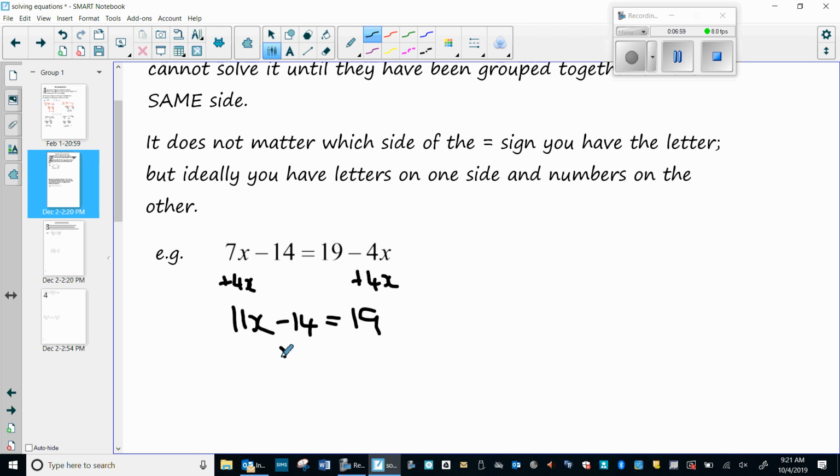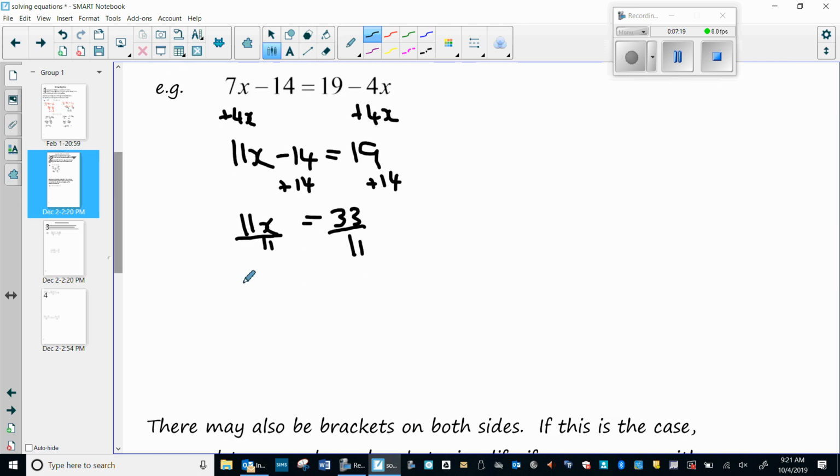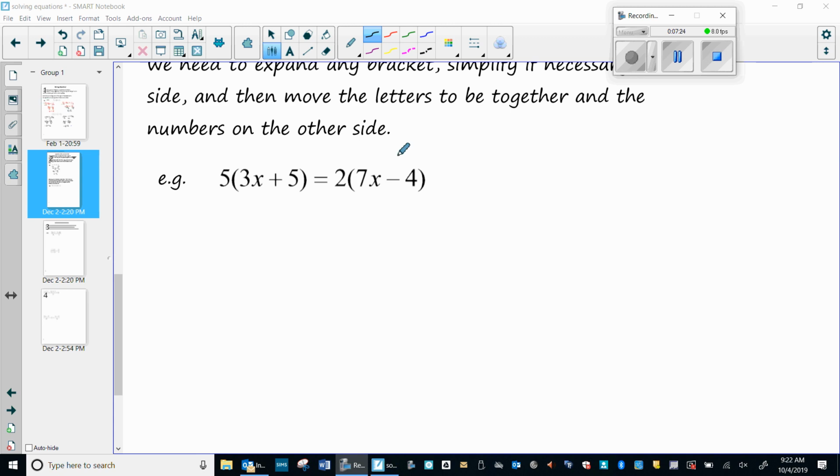Yep, you're going to add 14 to both sides. So we have 11x is equal to 19 plus 14. Anyone? 33 divided by 7. Okay, so tell me what's right.